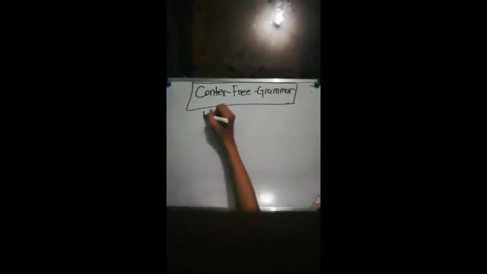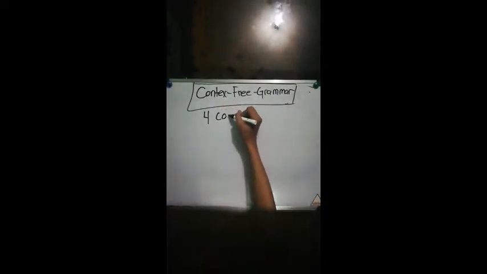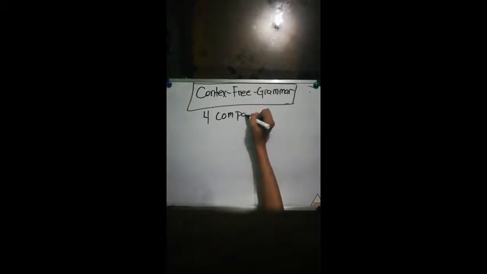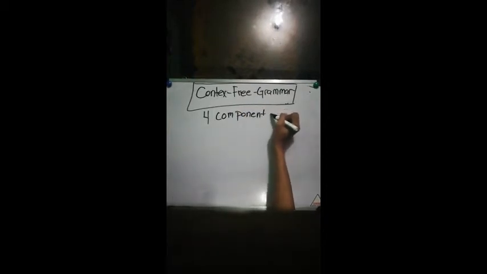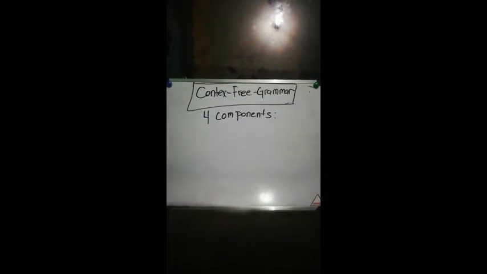Let's discuss context-free grammar. In this section, we will first see the definition of context-free grammar and introduce terminologies used in parsing technology. A context-free grammar has four components. First, a set of non-terminals. The symbol is letter V. Non-terminals are syntactic variables that denote sets of strings. The non-terminals define sets of strings that help define the language generated by the grammar.